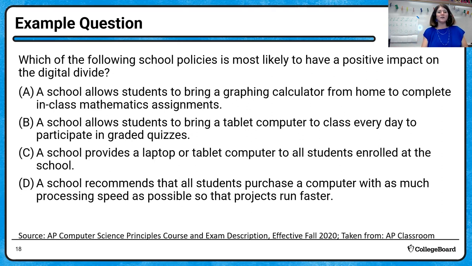So this one is pretty simple again, I think, in that you should notice that allowing some people to bring is a problem because not everybody has an item to bring of their own. So the answer here, the one that has the most positive impact on the digital divide, is C again.